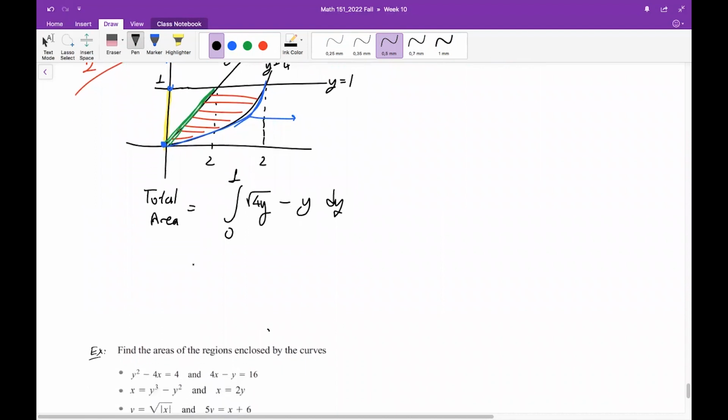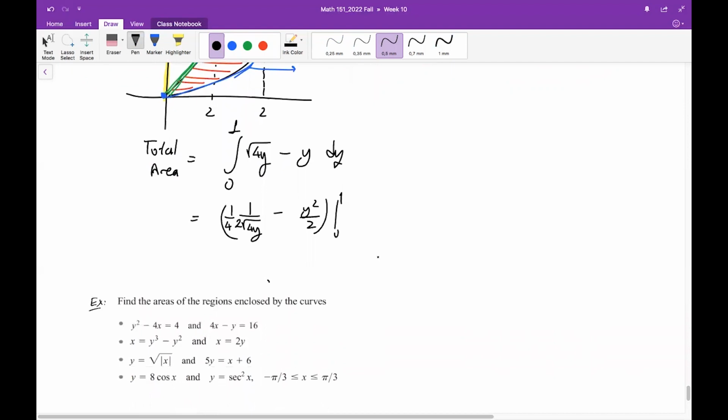We can evaluate the integral and then stop there. What is the integral of this thing? You can use a substitution there. You can put this one as u, and then the integral of that thing is 1 over 4 square root of this, 2 times square root of this minus y squared over 2. And then from 0 to 1, you will insert these boundaries.